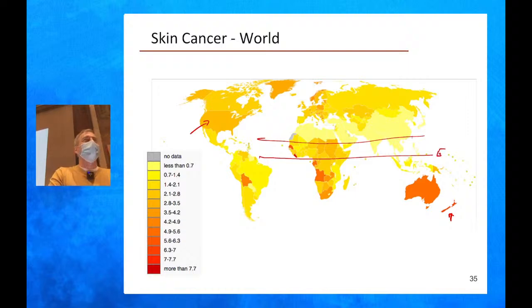And that's because if you just look at the countries there, the proportion of people with darker skin versus lighter skin is just going to play out. So in places where most people have quite dark skin, you naturally see lower rates of skin cancer because of that natural protection.